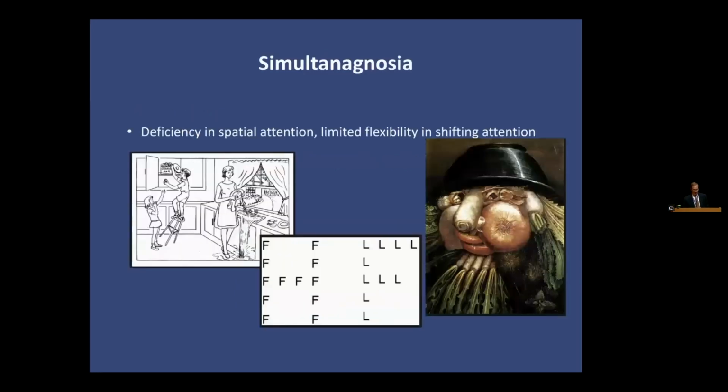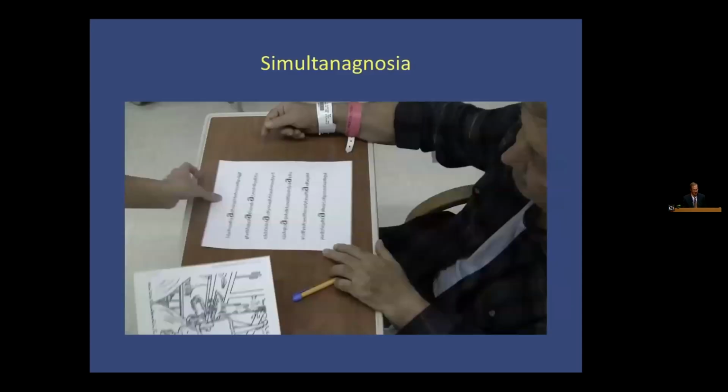They will not be able to recognize this famous cookie theft picture. They might only see parts of it. They might only see Fs, and they will not be able to see that it sums to an H, or that this F is made up of Ls. They'll only see the Ls. And they may not recognize this Arcimboldo figure as a face, and they might only see an onion, for instance. Here's a patient who has simultanagnosia.